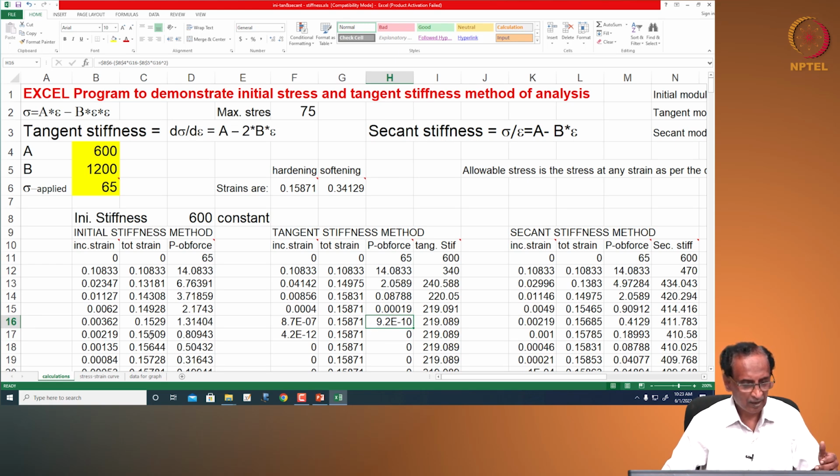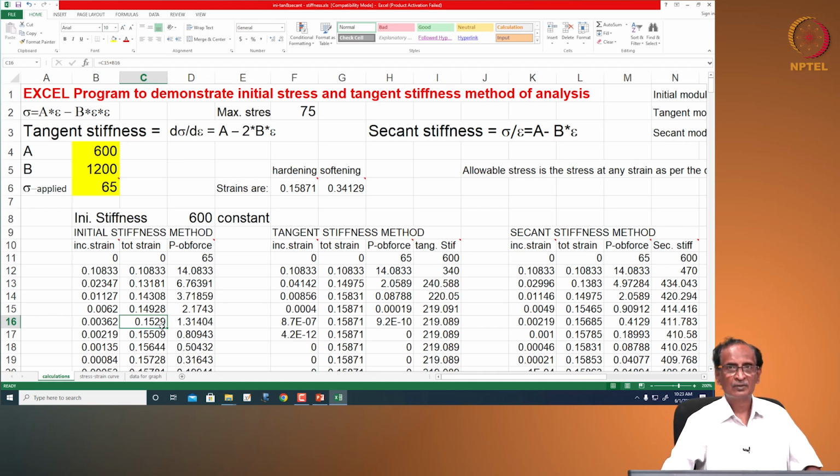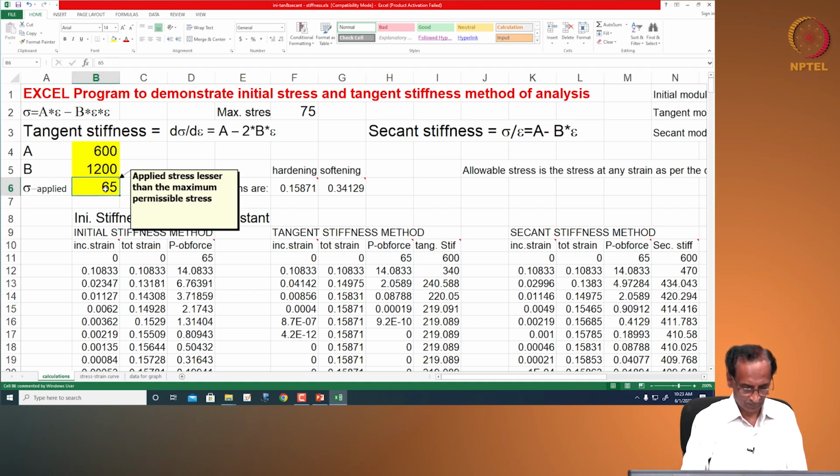Whereas after 5 cycles, 1, 2, 3, 4, 5 cycles, the total strain with the initial stress method was 0.1529, here we are able to get our exact value of 0.1587. And let me increase this stress to 74.